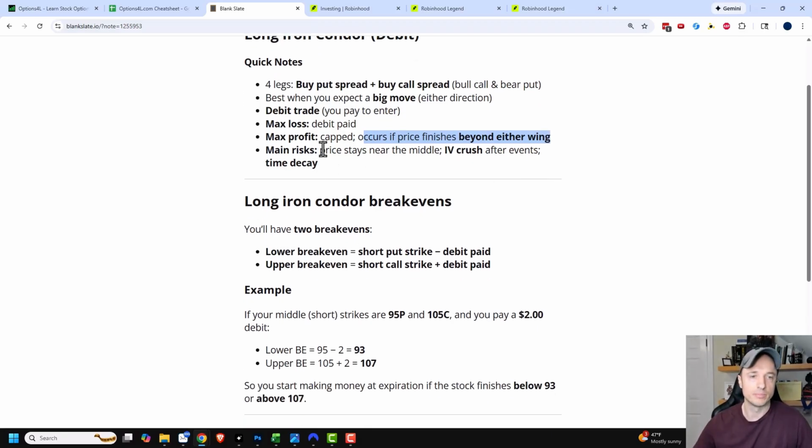The main risk is that the price stays near the middle, or the IV, implied volatility, crushes after the event. So maybe the event happens and it's not as monumental as you were thinking it was going to be. So the price stays in the middle, or the implied volatility collapses because the uncertainty went away, in which case that could hurt your position. Also, time decay. So you need the move to happen within your time range. The sooner, the better, because you have time working against you when you hold this particular position.